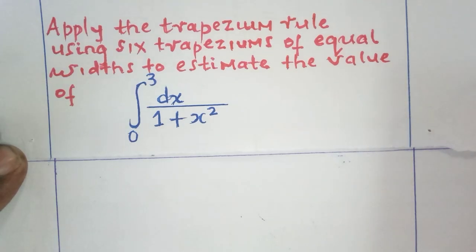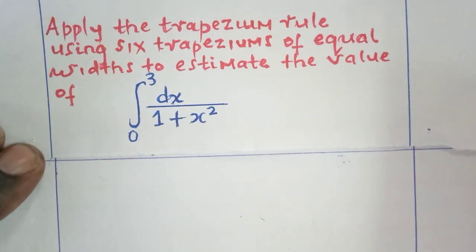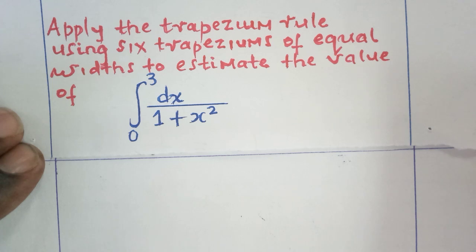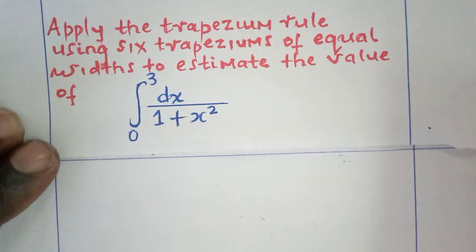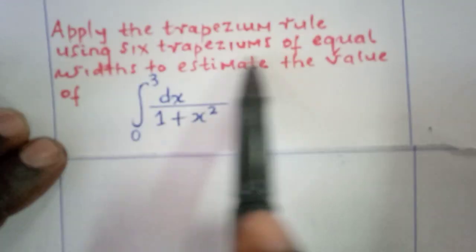Me too, I'm fine. So guys, there is a question for us here. Apply the trapezium rule using 6 trapezium of equal width to estimate the value of the integral from 0 to 3 of dx over 1 plus x squared. So guys, we are now looking at the trapezium rule.